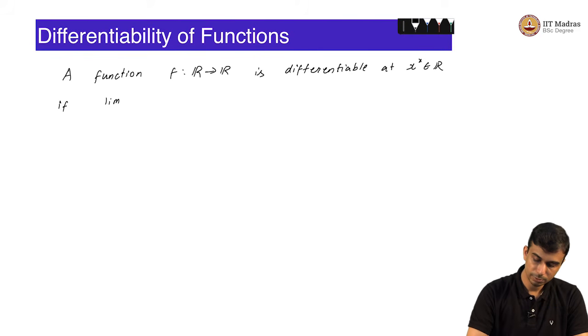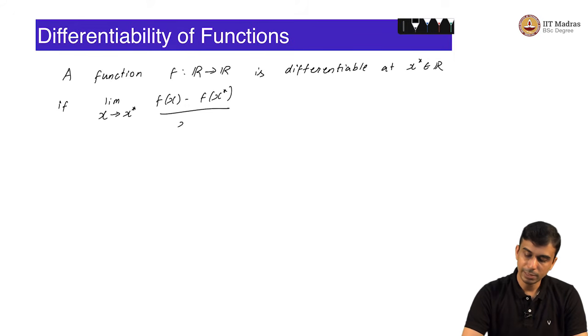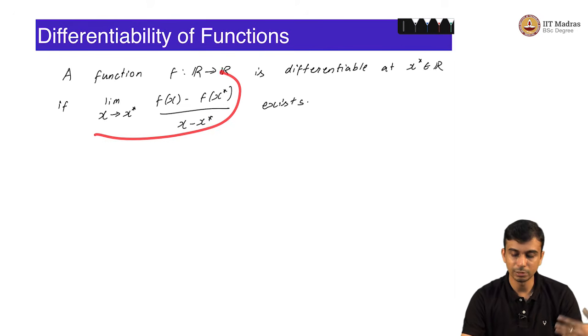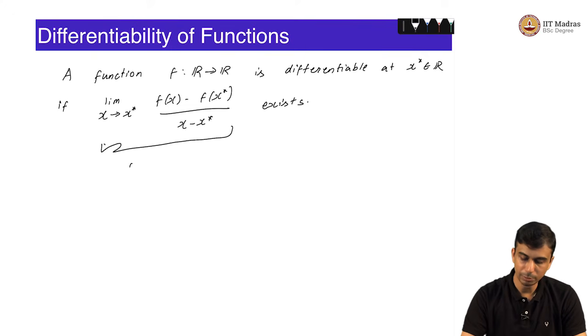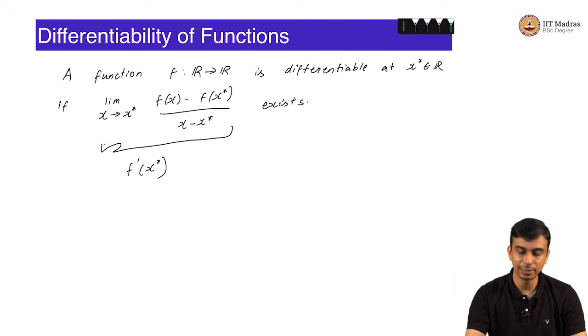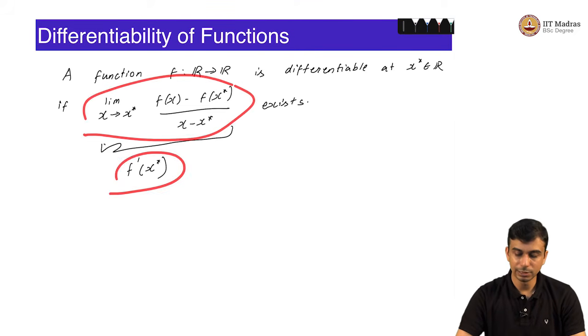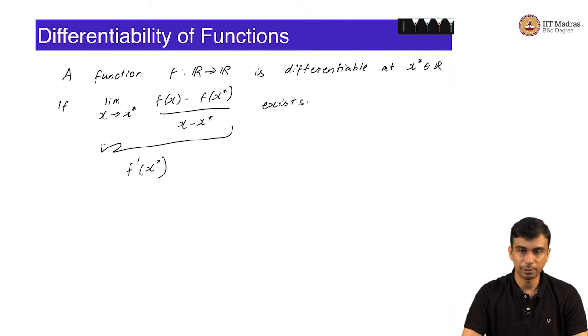the limit as x approaches x star of f of x minus f of x star by x minus x star exists. When we say the limit exists, it means that it converges to something, and if it does exist, that particular limit is called the derivative of f at x star, which is denoted by f dash of x star. If it does not exist, then you can't say anything, but if this limit does exist, then it is equal to f dash of x star.